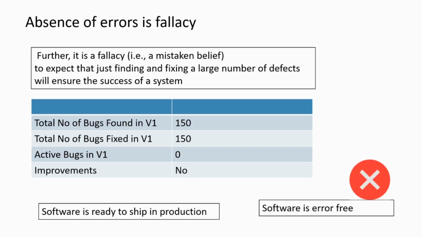Even if we have found a large number of bugs and we have fixed a large number of bugs, we can't say that software is error free. But yes, we can say software is ready to ship into production. So even though we have found a lot of bugs and fixed a lot of bugs, we can't say software is error free, and it's a mistaken belief by companies if they assume that they will not find any bug once the software is in production, because it's very hard to say that software is error free.